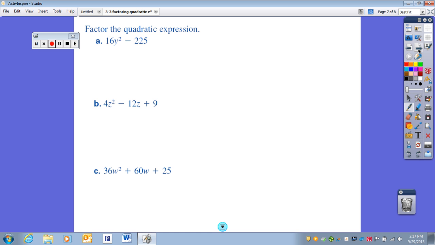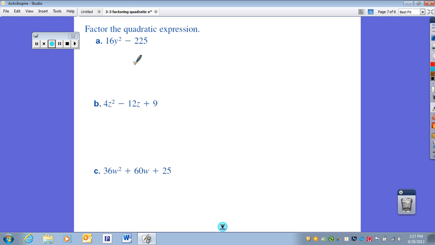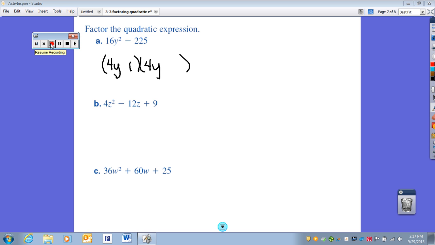Let's take a look at just a couple of more examples. So 16y squared minus 225. That's a special pattern called the difference of squares. So 16 and 225, if we take a look, neither of those have a common monomial factor. So we'll draw our two sets of parentheses. We have 4y and 4y, and 15 and 15. One of them is positive and one negative to give us our difference of squares.